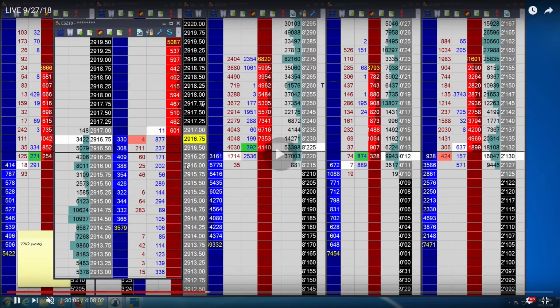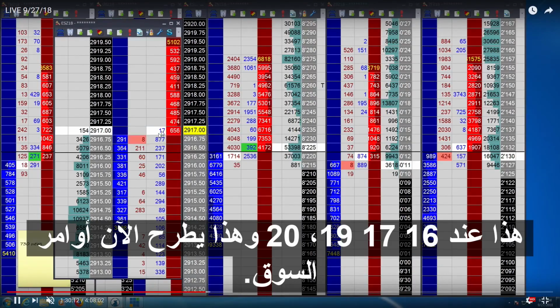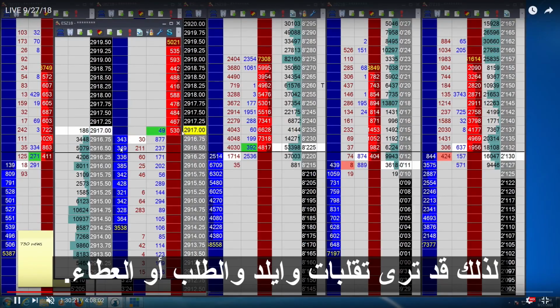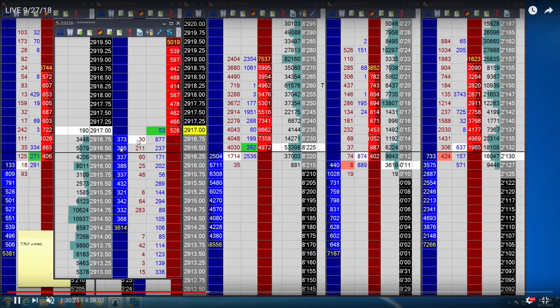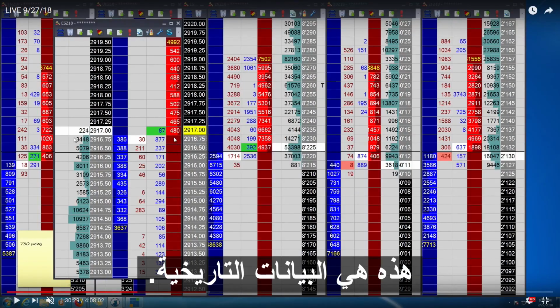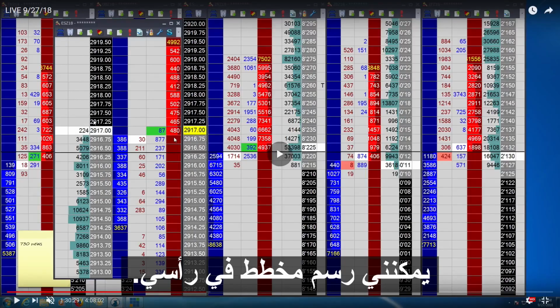Look, now just watch. So this is at 16, 17, 19, 20, and this is subtracting. Now, market orders, contracts are being canceled in there, so you may see wild swings in the ask or the bid. And this volume's going up. This is historical data. It's almost like a chart, and I'm basing off of this. I can draw a chart in my head.